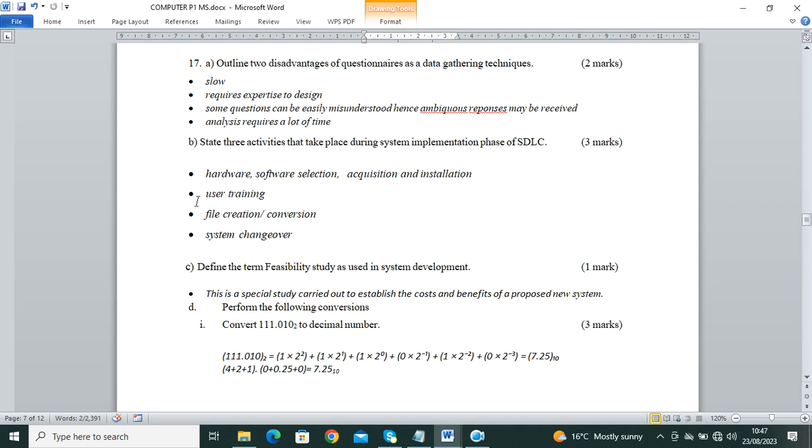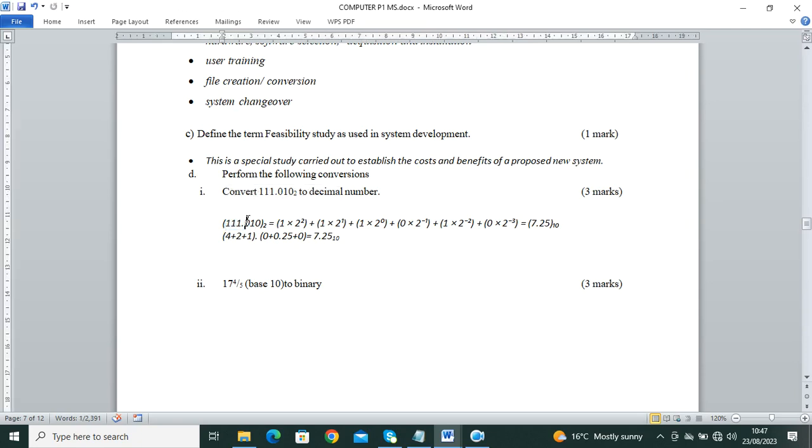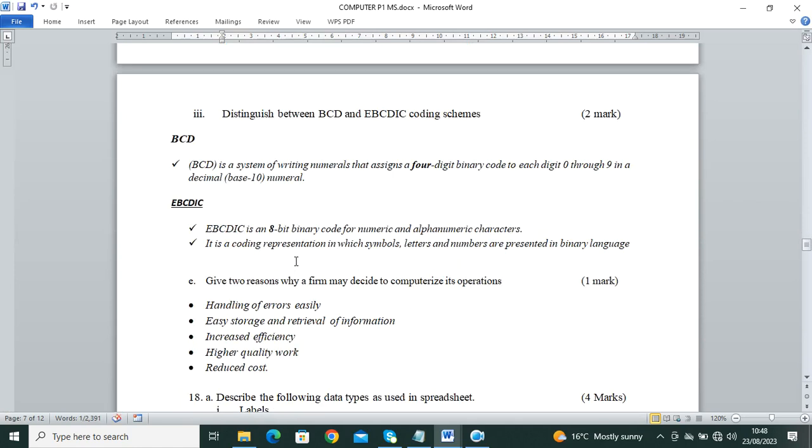Then we have the following calculations. You can see how I have performed it. So you just arrange it. We have the integral part and the fractional part. The fractional part you multiply by 2, whereas the integral part you raise the powers as seen. So you can just download the copy of the marking scheme.